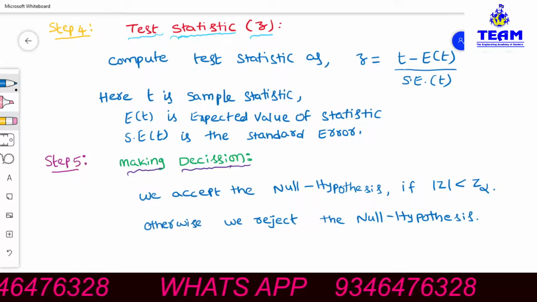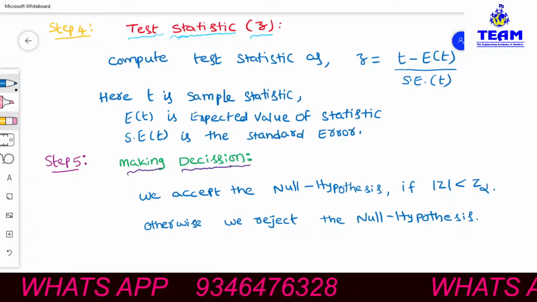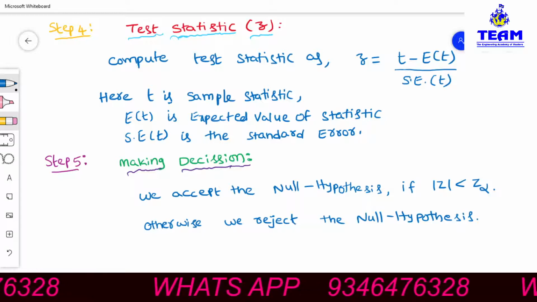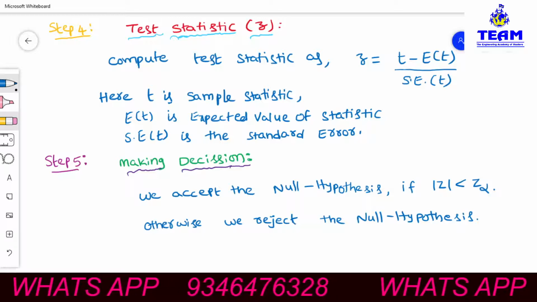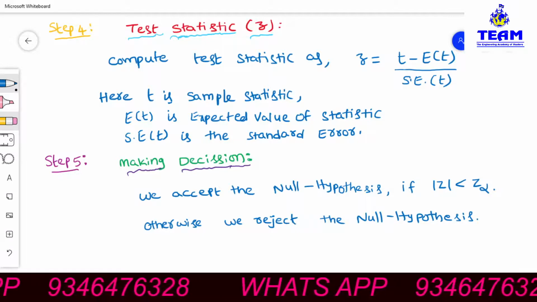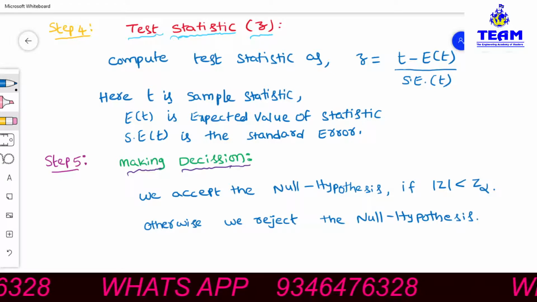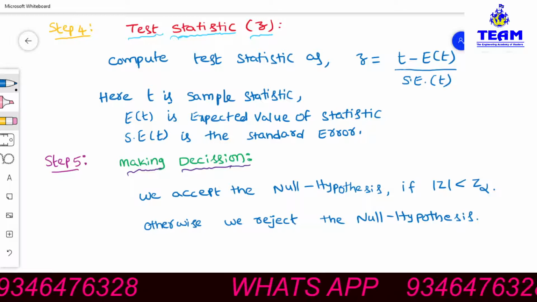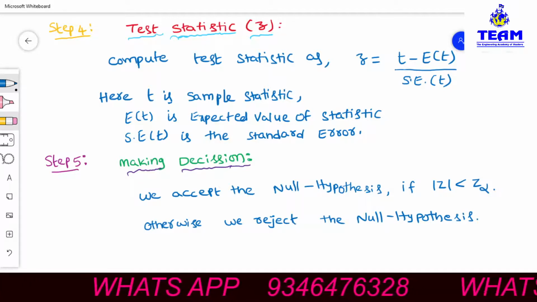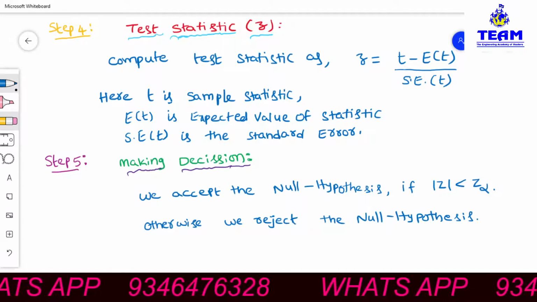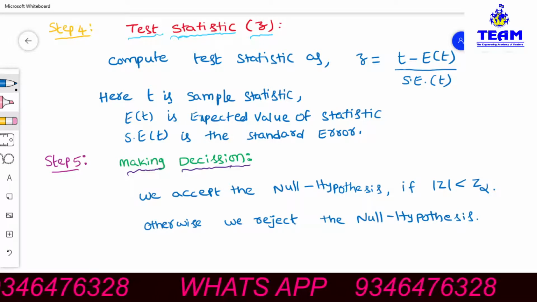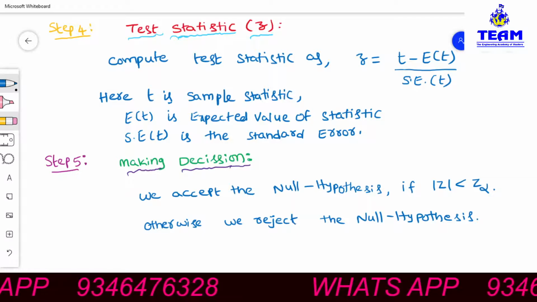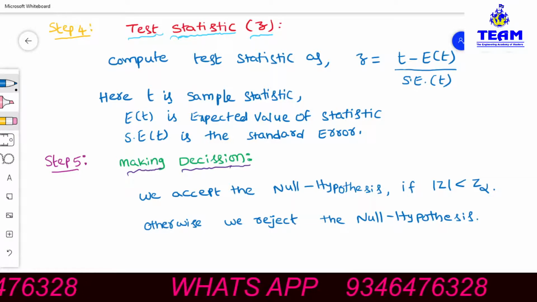Friends, the last step is step 5, which is called making a decision. Sometimes it is also called the conclusion of the procedure. First of all, we check the calculated value from step 4 with the tabular value as given in the last page of your textbook. By comparison, we get whenever mod Z is less than Z alpha.